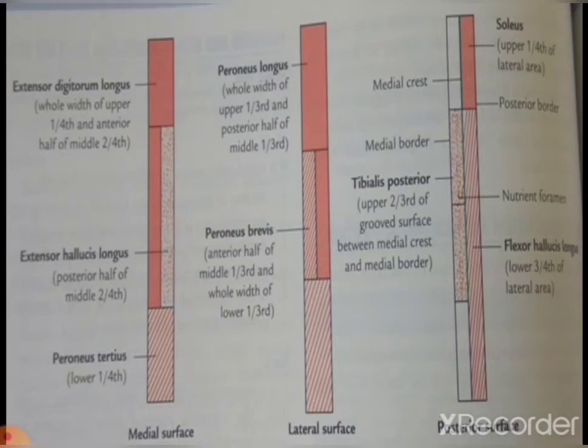In this we have divided each surface into three parts: the upper, middle, and lower parts, and again the middle part is divided into anterior half and the posterior half. So in this manner we can learn the attachments of the fibula.